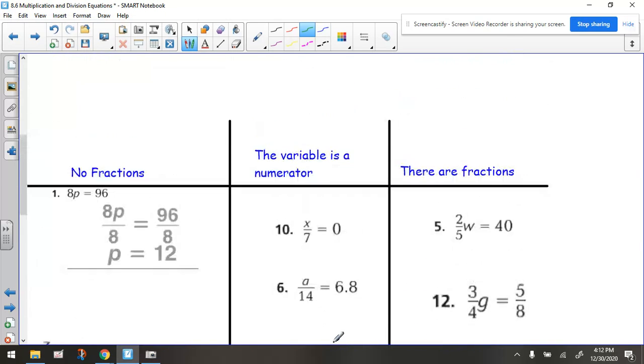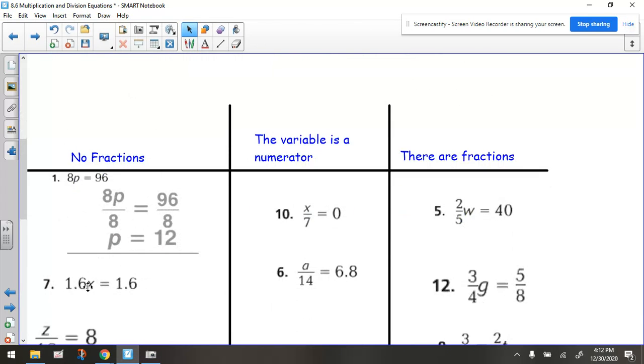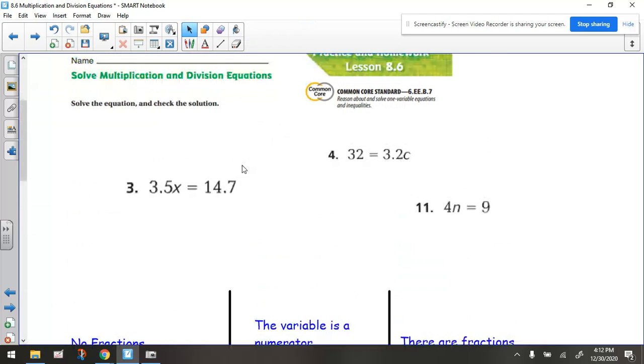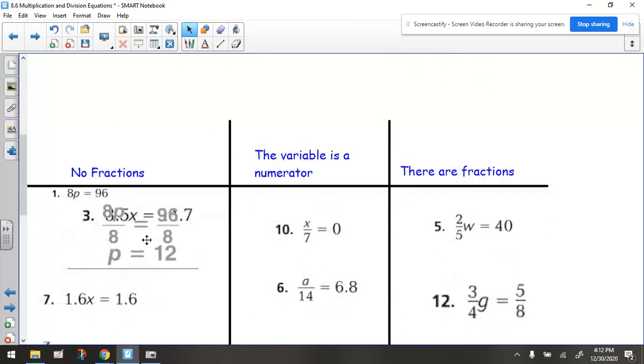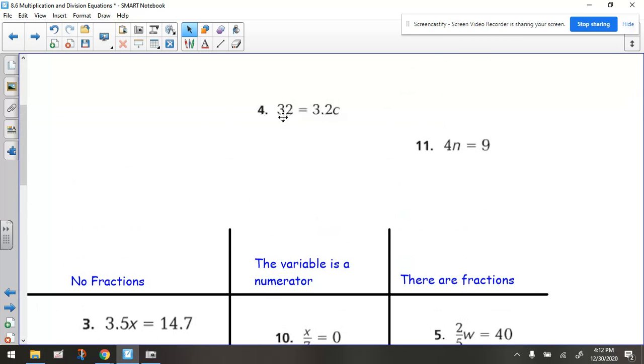All right, so just to kind of recap, because we're not going to have time to do all of these, what you want to do is the ones like number 7, that kind of falls under that category where you're going to be dividing both sides by the coefficient. What's the coefficient in this case? It's this number right here, 1 and 6/10. Number 3 is like that. So what's the coefficient in this case? For number 3, the coefficient is 3 and 5/10. Well, how do we know that's the coefficient? It's because it's the number that's being multiplied with the variable. So you're going to be dividing both sides of the equation by 3 and 5/10.